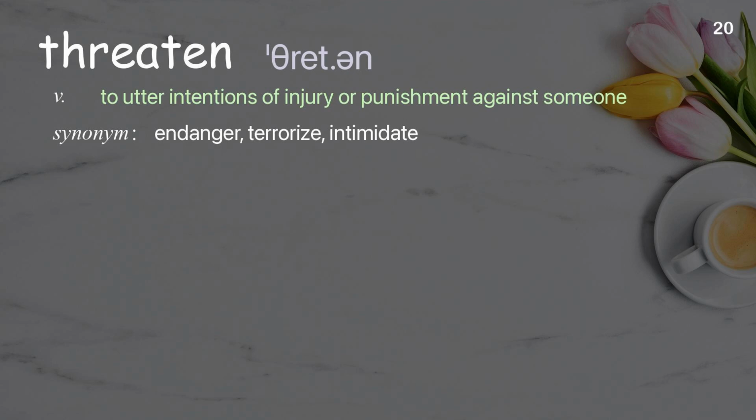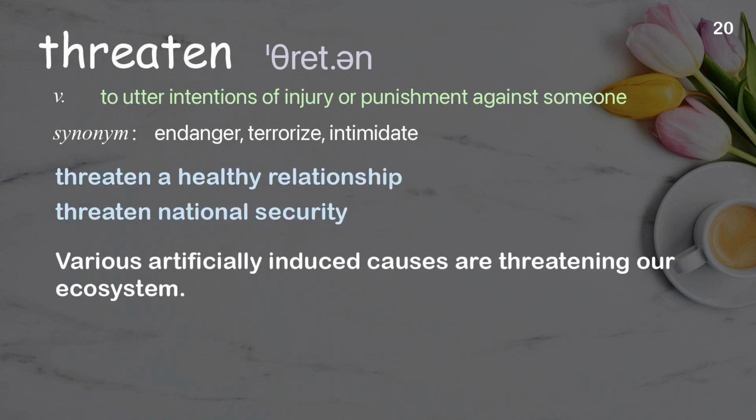Threaten. To utter intentions of injury or punishment against someone. Examples: Threaten a healthy relationship. Threaten national security. Various artificially induced causes are threatening our ecosystem.